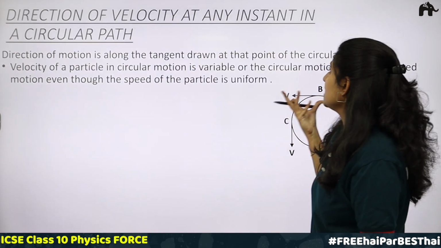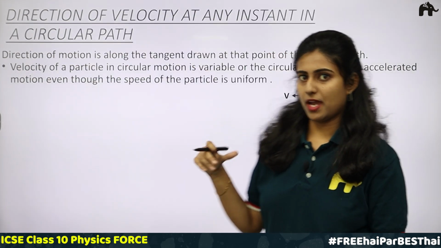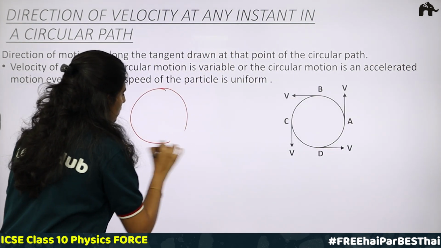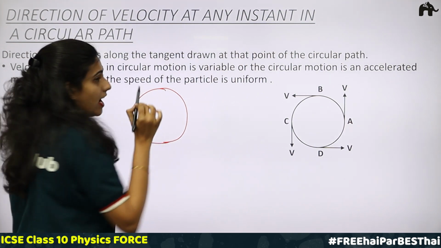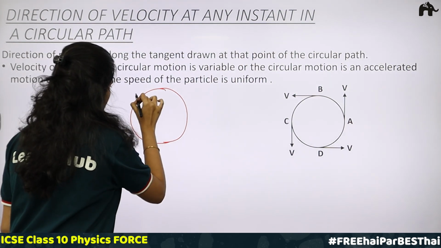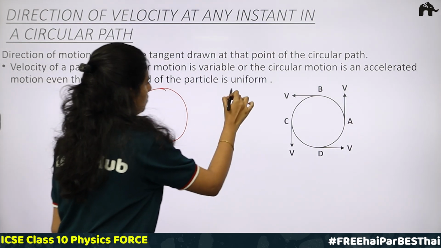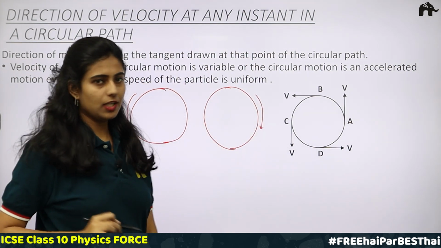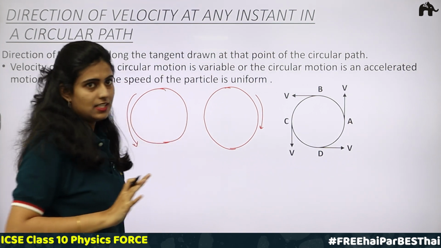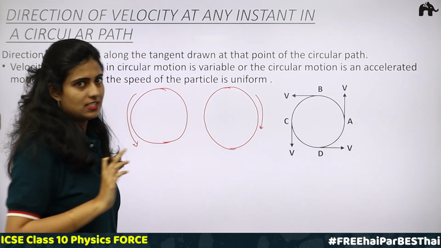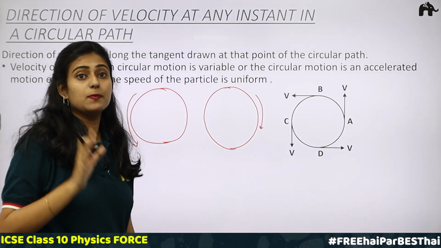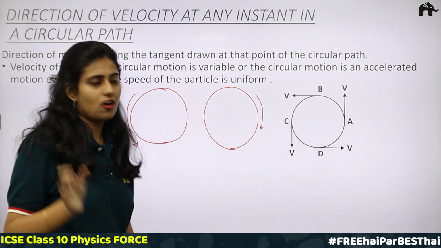Direction of velocity at any instant in a circular path. Imagine that you are moving along a circle. Okay, you can move in 2 directions. Either you can move anti-clockwise, that is in this direction, or you can move clockwise in this direction. Okay, so at different instants, you will be having different velocities. As I said, in case of uniform circular motion, speed is same, speed is constant, but velocity is non-uniform.